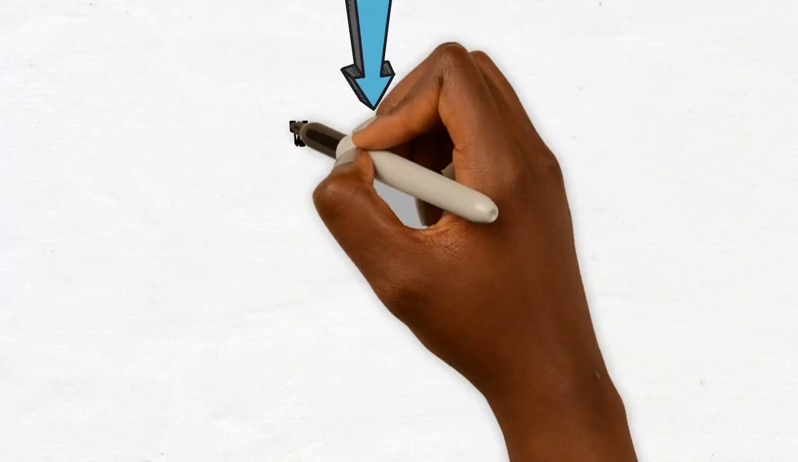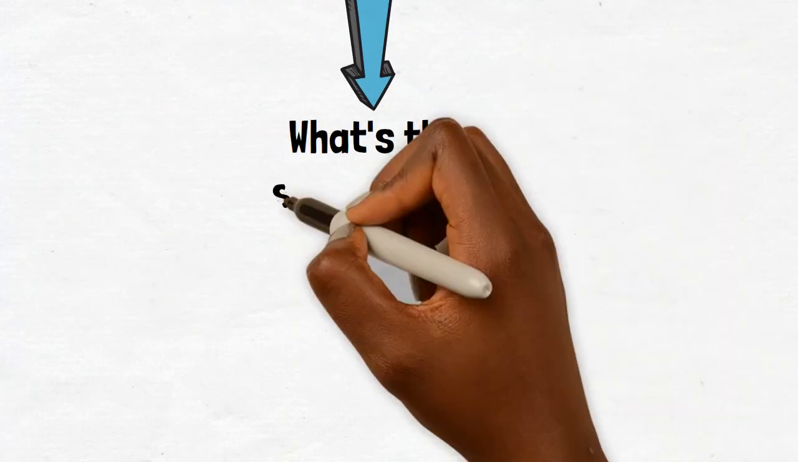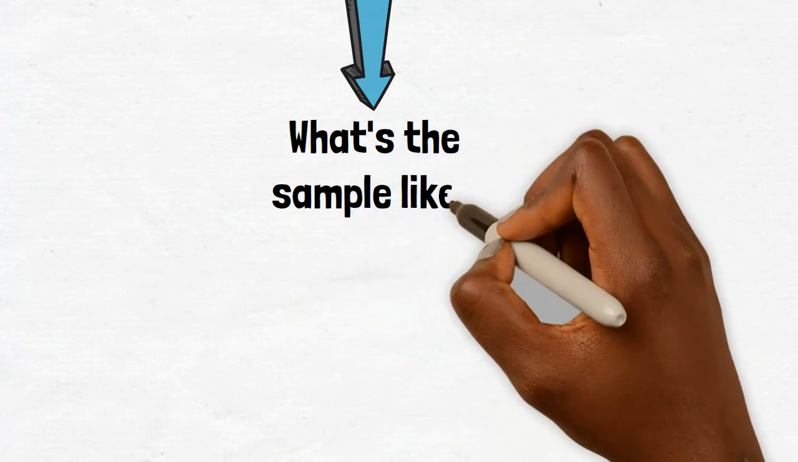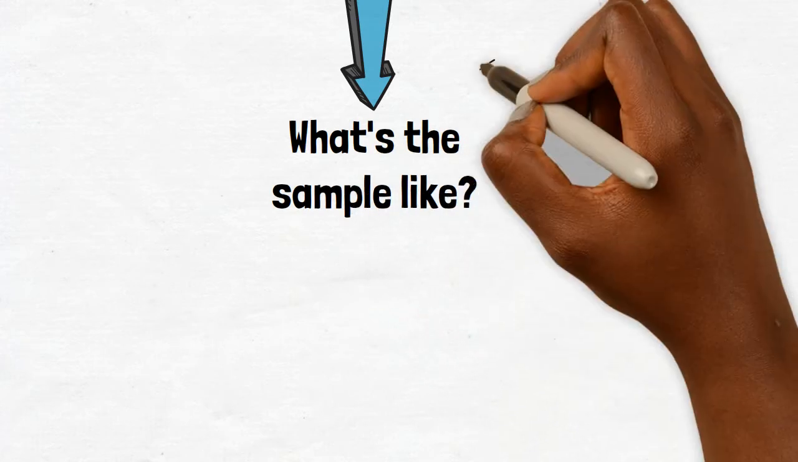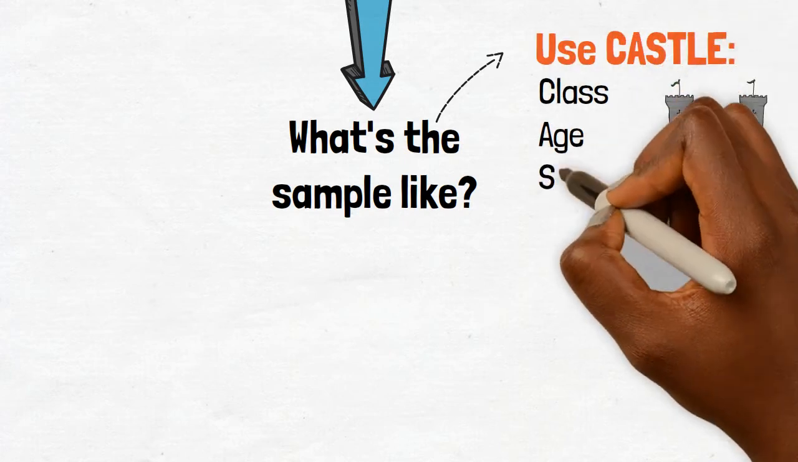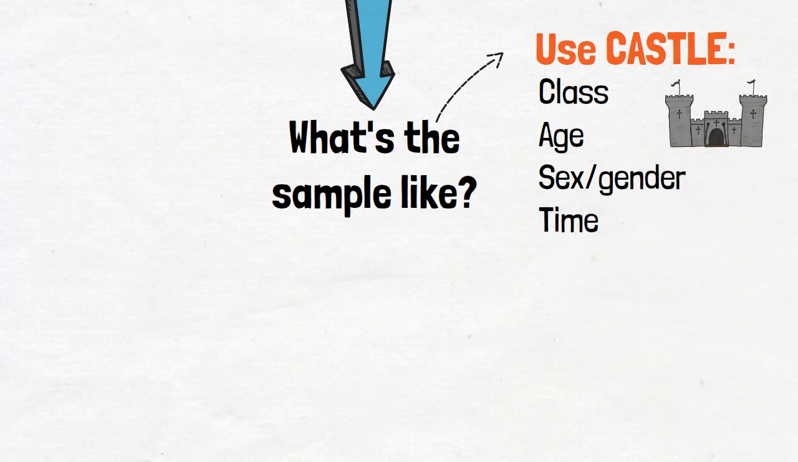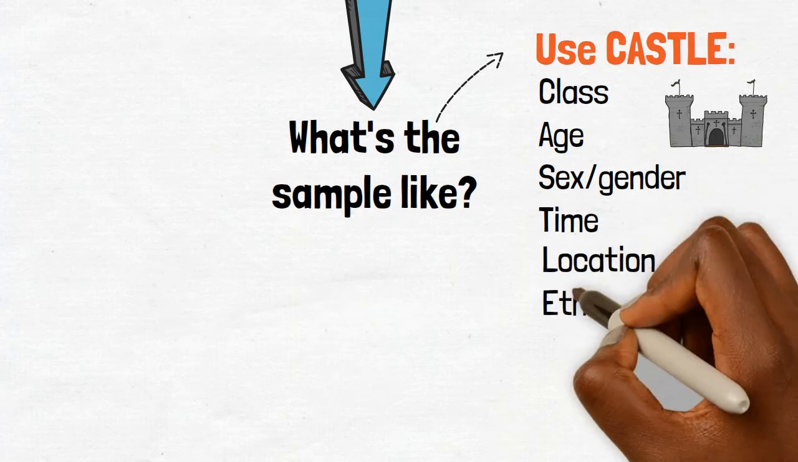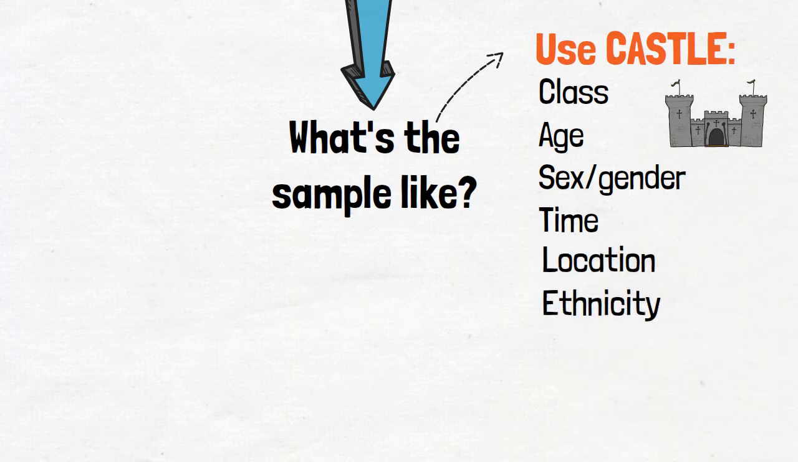Secondly, focus on the sample. Simple things like the sample size and the location of the research can help you to evaluate it. An acronym I like to use when evaluating a sample is CASTLE, which stands for class, age, sex, time, i.e. was the research conducted at one point in time or over the course of a few years, location, and ethnicity. How much diversity is there with regards to each of these things?